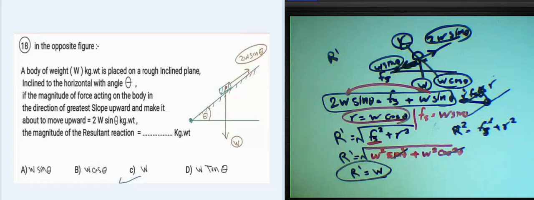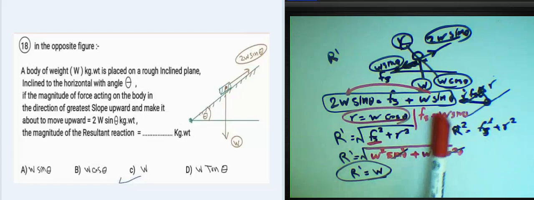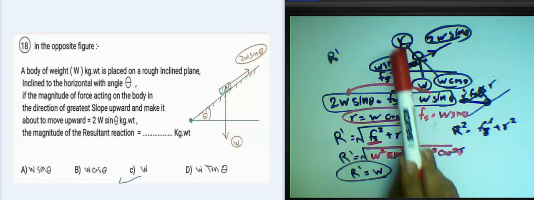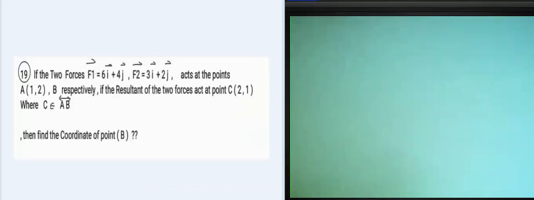Understood. In this example, we want to find the resultant reaction. Magnitude of the resultant reaction equal weight. We use the rule here. R dash equals square root about F statics power 2 plus R power 2. Write if I use this information, 2 weight times sine theta equal force about statics plus weight sine theta. We can find F statics here. It will be weight sine theta. And R reaction equal weight cosine theta. We write it here in this example about the relation about reaction here, resultant, action and reaction. And the result will be letter C.